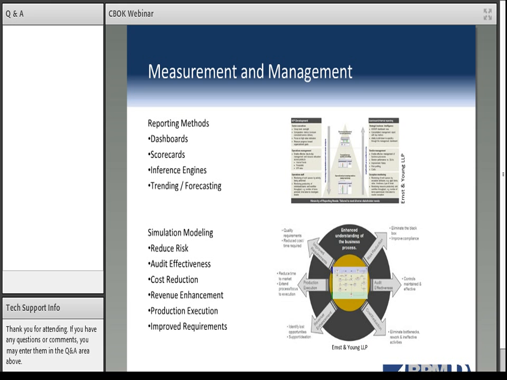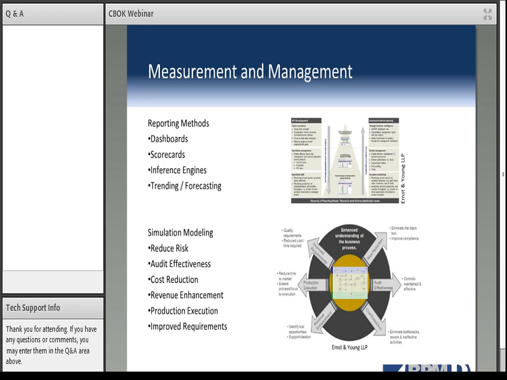Okay, going to the next slide, which is talking about reporting methods and simulation modeling. Naturally, I think I covered some of this in previous slides, so I'm going to go over it pretty quickly so we can get to a couple more slides here.